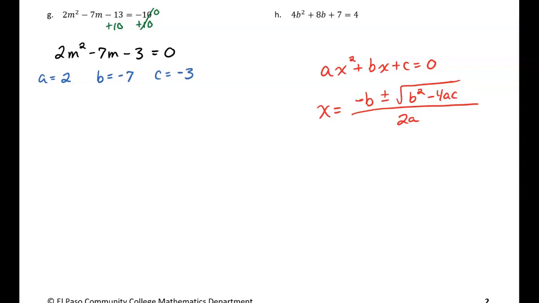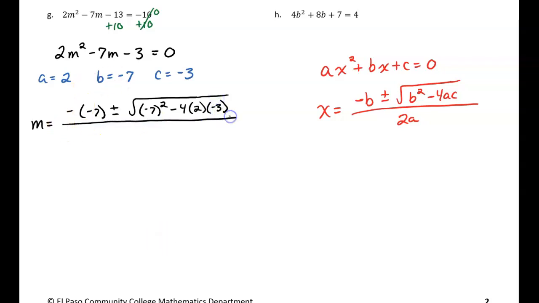Okay, from there, we want to plug in. We'll say that m, that's our variable, is equal to a negative of a negative 7 plus or minus the square root of negative 7 squared minus 4 times 2 times negative 3. All of this divided by 2 times 2.